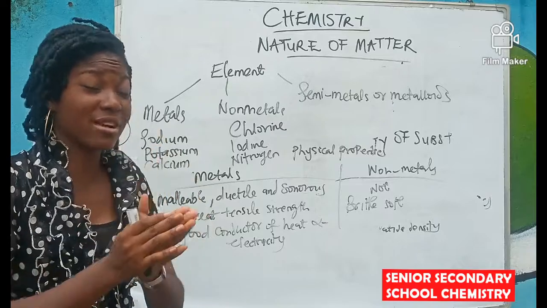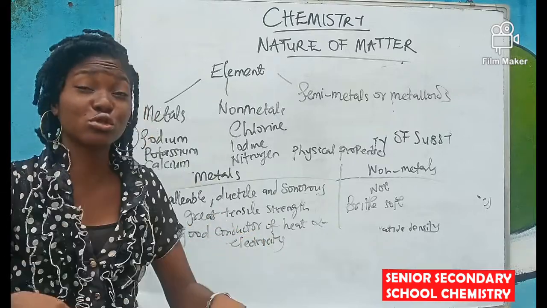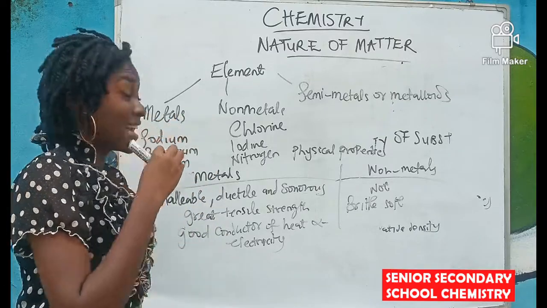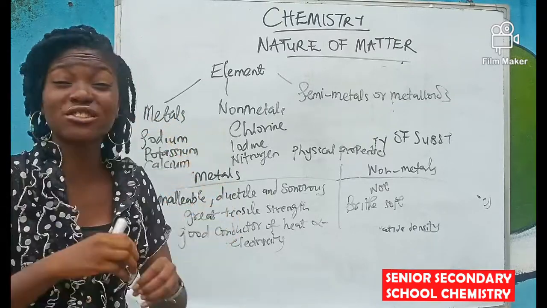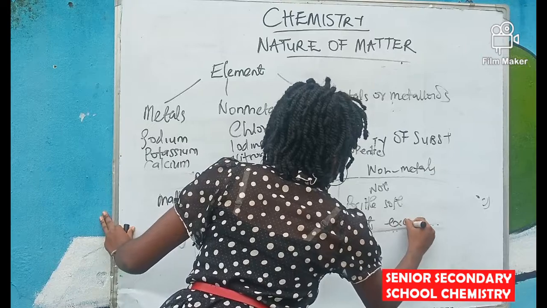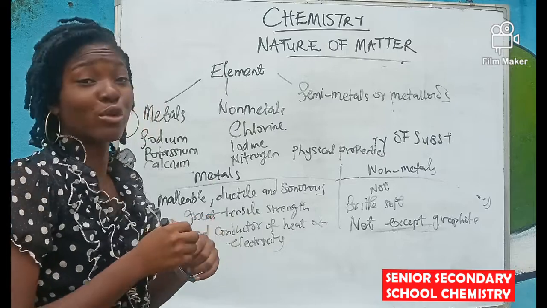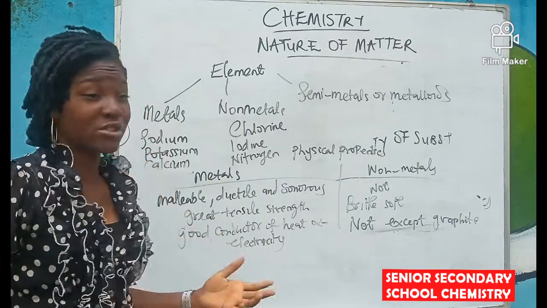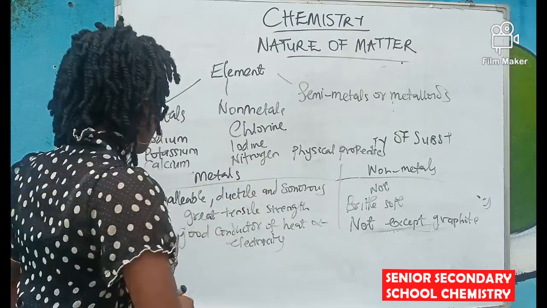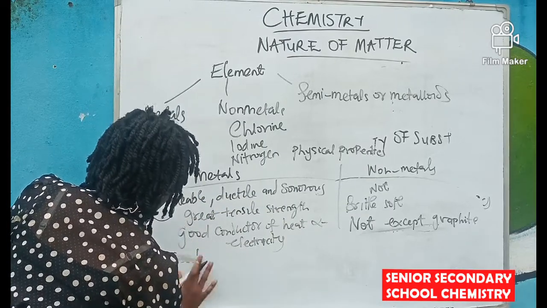Note, except for graphite. You can be asked the question, which of these non-metals is a good conductor of heat and electricity? Graphite is the only non-metal that is a good conductor of electricity and heat. The rest are not. Okay, so take notes. You can be given the options chlorine, graphite, nitrogen, iodine. Which of the following is a good conductor of electricity and heat? The answer is graphite.